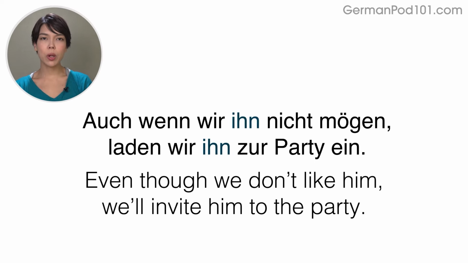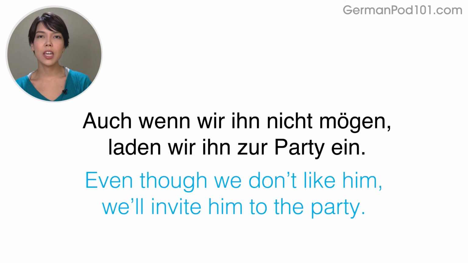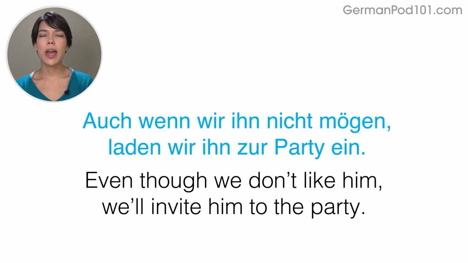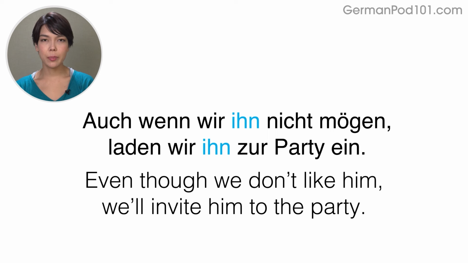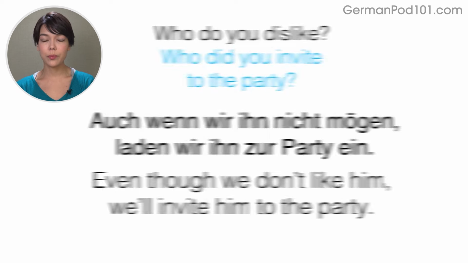First, let's do an example with ihn. Our first sentence is, "Auch wenn wir ihn nicht mögen, laden wir ihn zur Party ein." This means even though we don't like him, we'll invite him to the party. Here we have the word ihn twice. That's because the object ihn, meaning him, is receiving two actions, dislike and invite, from the subject wir, or we. Here, ihn would answer the questions, who do you dislike and who did you invite to the party?